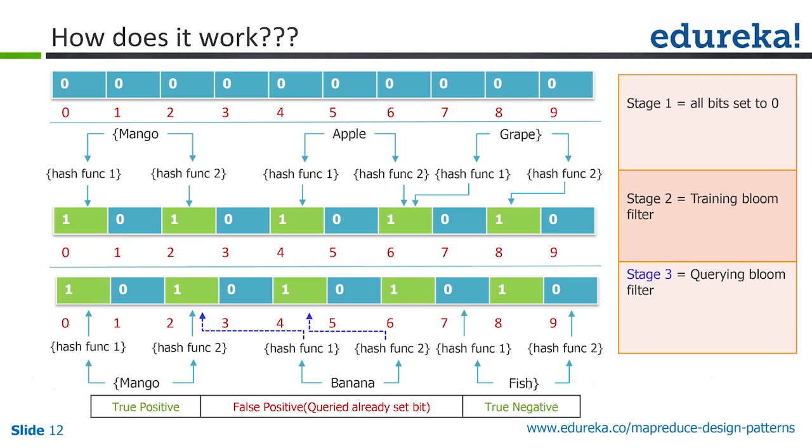That's the reason. I told it to check only for mango, apple and grape, but when I give banana, it still says it is available because it is falling under the indexes of mango, apple and grape.